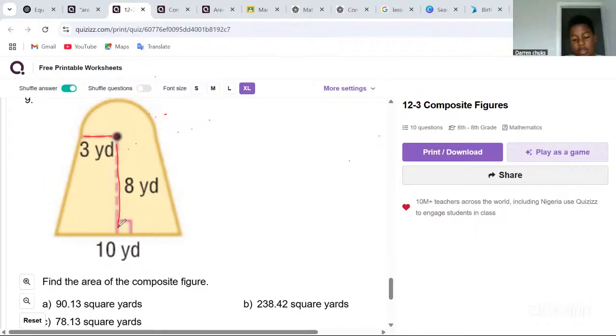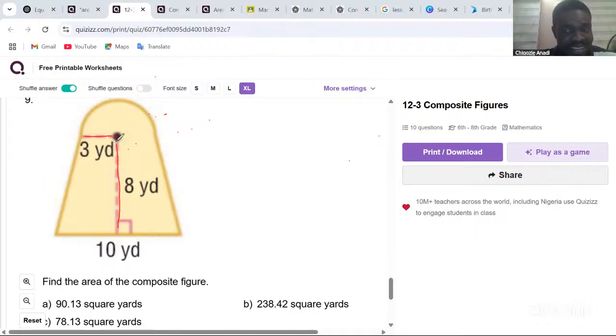So what did you get as the area of the trapezoid? 80. How did you get 80? What's your B1 and B2? My B1 is 10. Very good. Your B2? B2 is 8. How did you get 8? You can see the height there. Your 8 is your height.